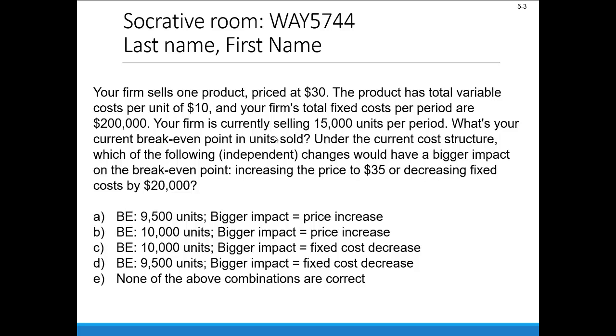And then under this current cost structure, which of the following independent changes would have a bigger impact on the break-even point? Increasing the price to $35 with everything else unchanged, or decreasing fixed costs by $20,000, again with everything else unchanged. So pause this, work through that, and then come back for the solution.